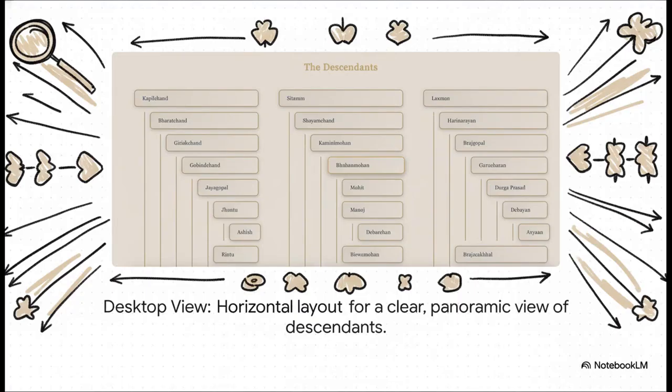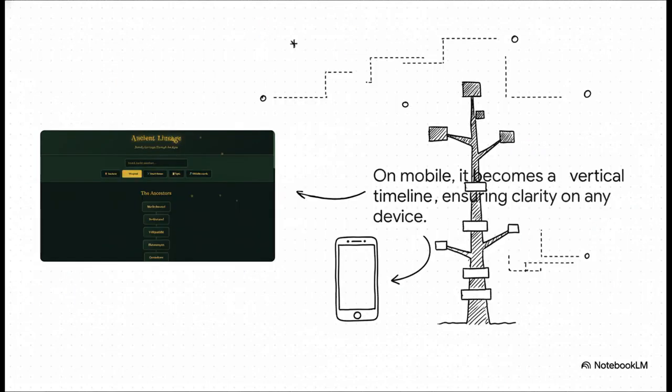The layout is also crazy adaptive. On a big desktop screen like this, you can see how the descendants spread out horizontally. You get this amazing panoramic view that makes it super easy to trace even really complex family lines and see the whole picture at a glance. But what happens when you look at it on your phone? Well, it completely and seamlessly transforms. The tree reorients itself into a vertical timeline. This is so smart. It's not just a shrunken down version, it's a totally different layout specifically designed for that smaller screen, so everything stays clear and easy to use.